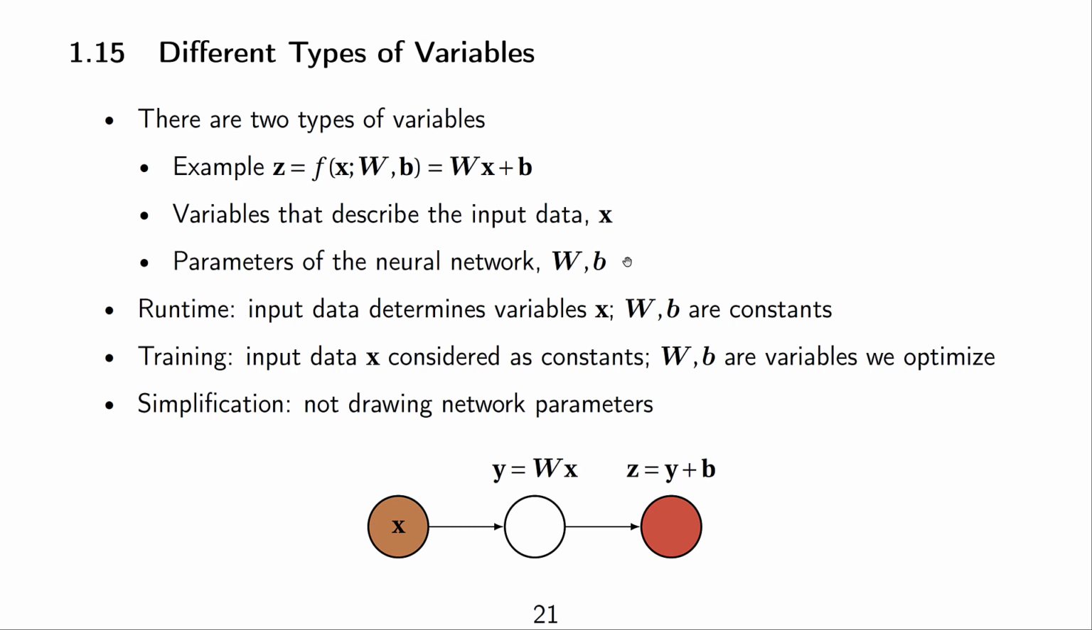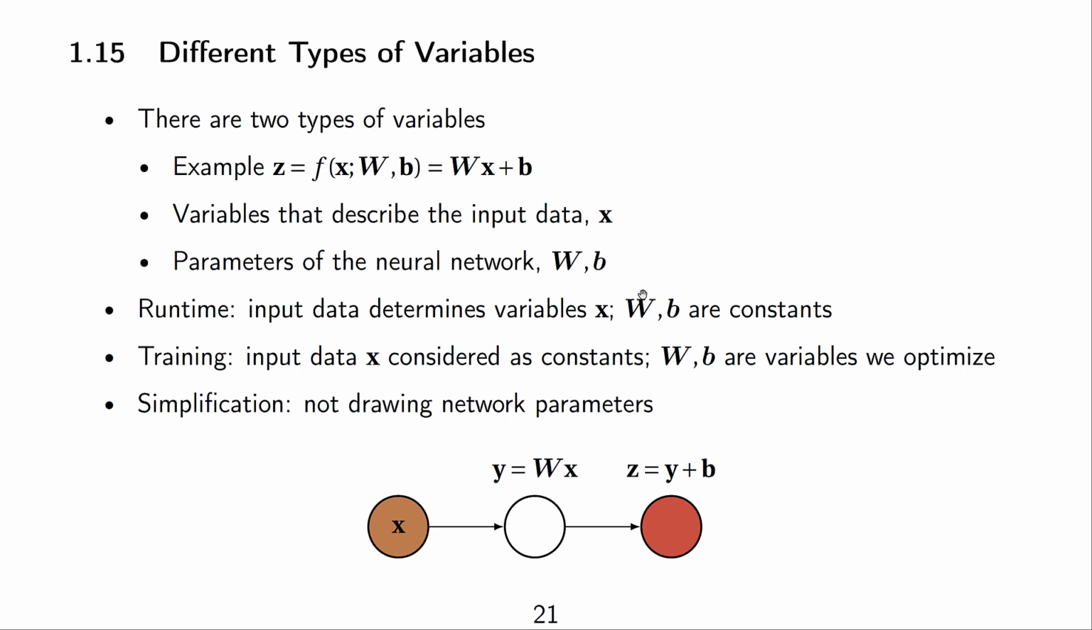We'll discuss it later. The input data is more similar to a constant, and the network parameters w and b will be considered as variables that we try to optimize. So we will look at an optimization algorithm that will try to compute derivatives with respect to these network parameters w and b, and at each step of the optimization, will slightly modify them to make them better and better. So during training, we actually consider the network parameters w and b as the variables.